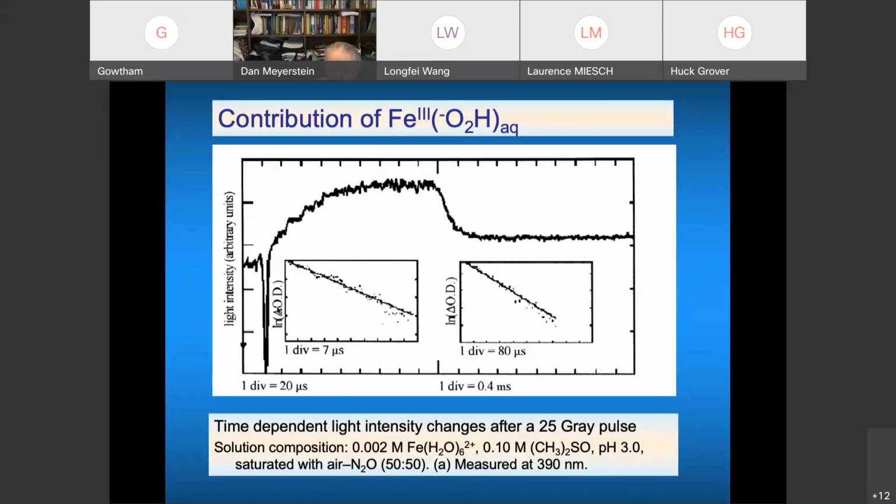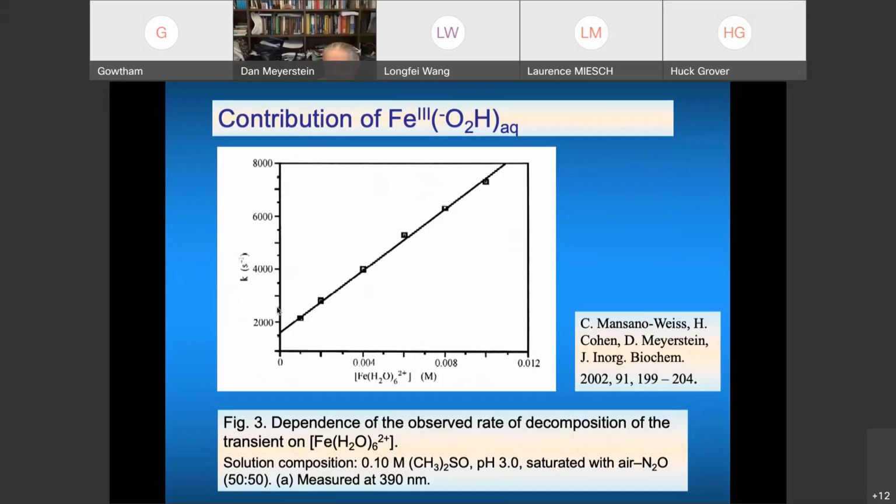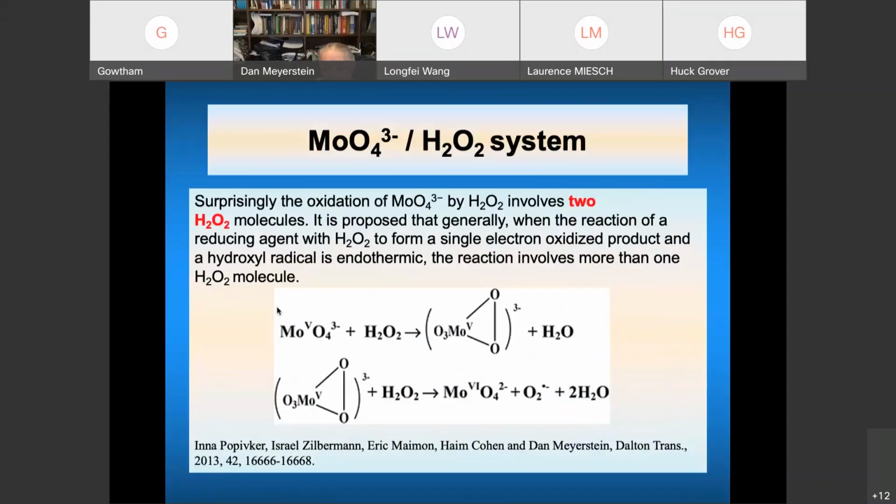On the next slide, iron 2, and therefore it is clear that the Fenton reaction occurs, or pseudo-Fenton reaction, iron 2 plus iron 3 peroxide complex. On the next slide, I show that it's not always as simple.